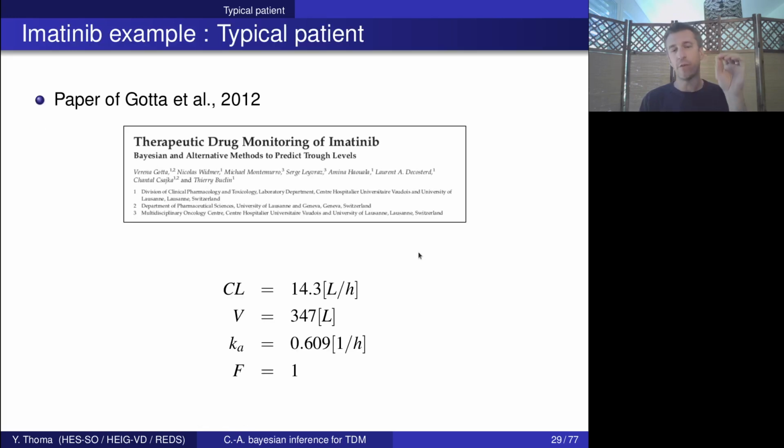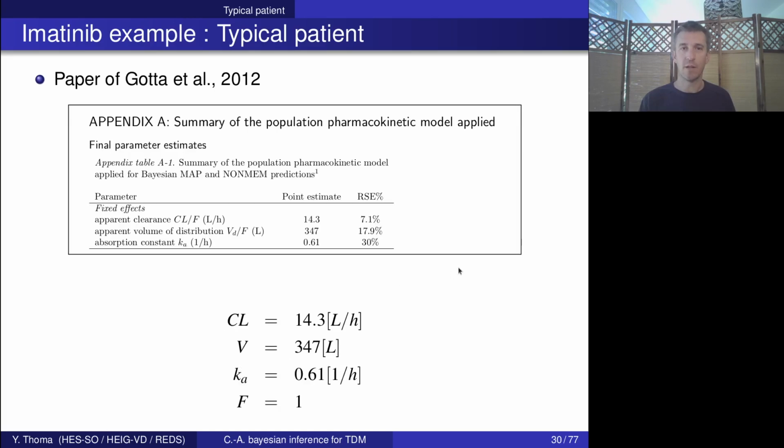And here, for the following, I will take as an example imatinib, which is an anti-cancer drug, and I will base all the data on a paper from Gotha, that presents actually a model that they developed. So from that paper, we'll read that we have the mean clearance being 14.3 liters per hour, a certain volume, a certain absorption constant, and a certain bioavailability. That's actually something we find here for that specific paper in the supplementary material.